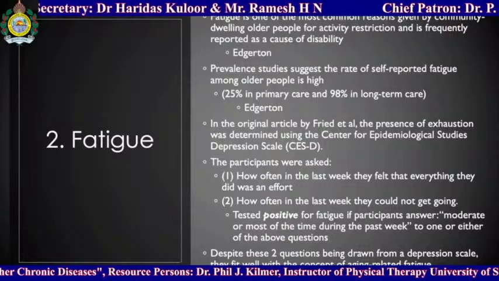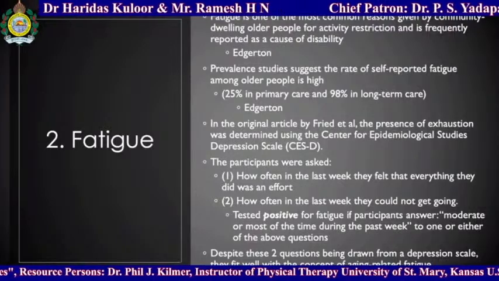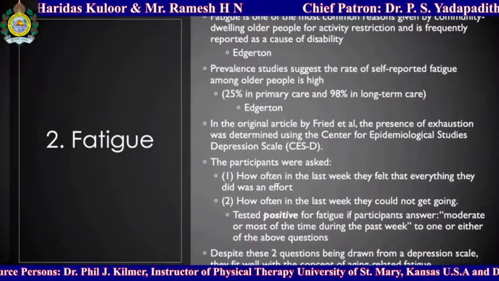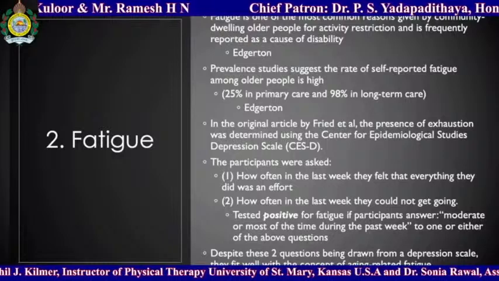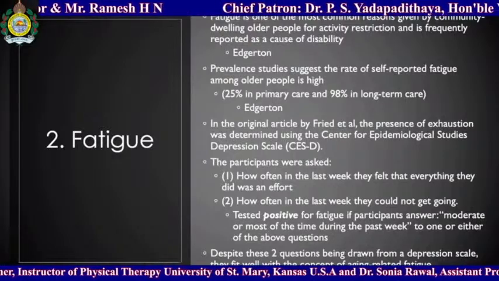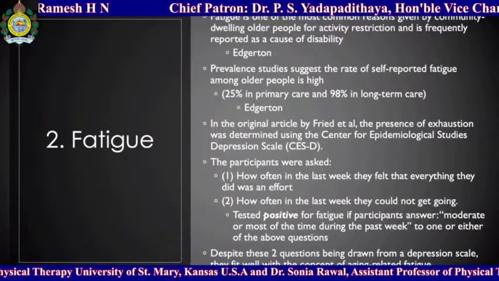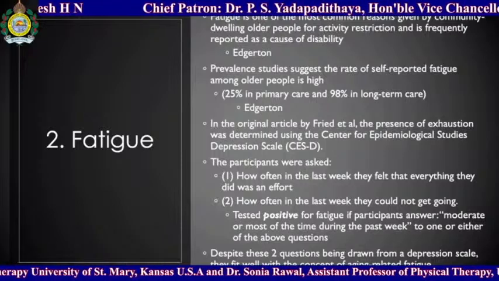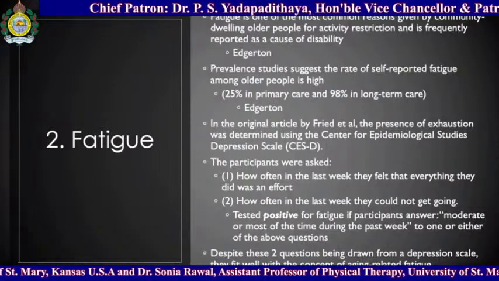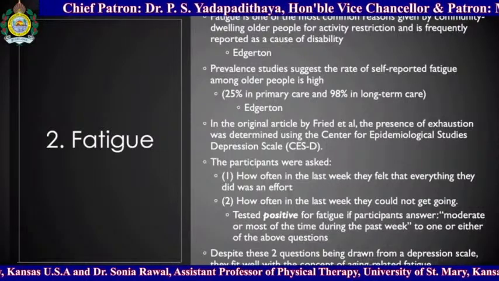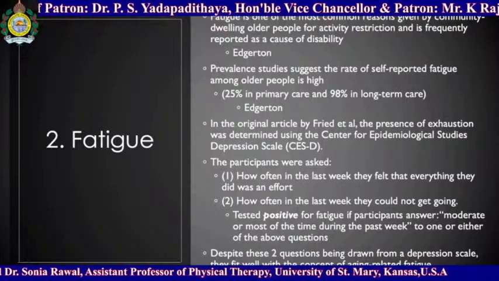All this feeds into these same pathways. Prevalence studies suggest the rate of self-reported fatigue among older people is quite high. So 25% of older individuals in primary care, and up to 98% in long-term care, are reporting significant fatigue. How it was originally determined by Fried et al., who labeled those five criteria, is they measured fatigue just by asking a few questions. These questions were pulled from the Center for Epidemiological Studies Depression Scale. So there are actually two questions about fatigue pulled from a depression scale.